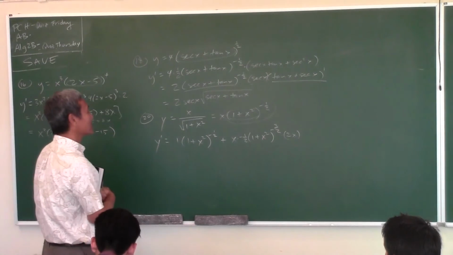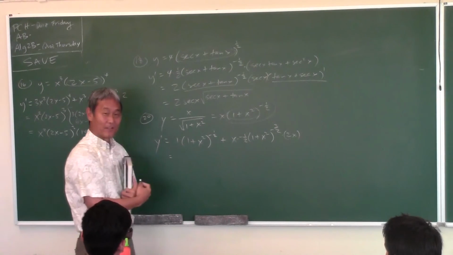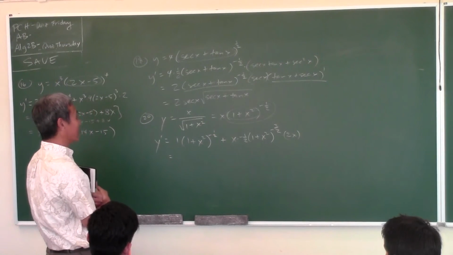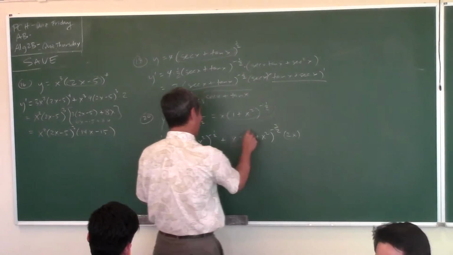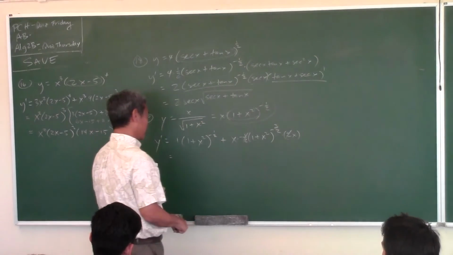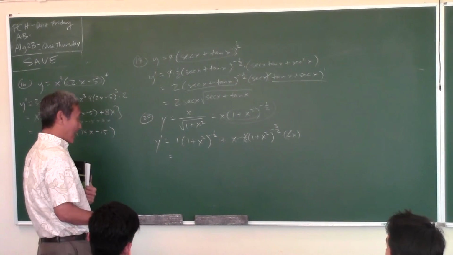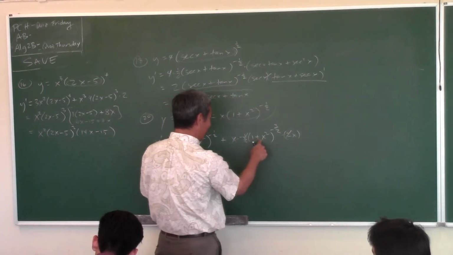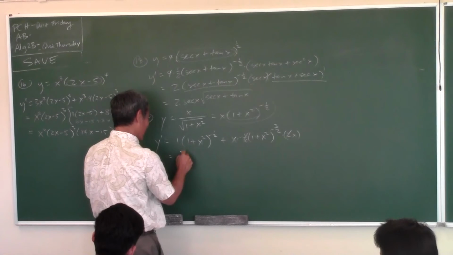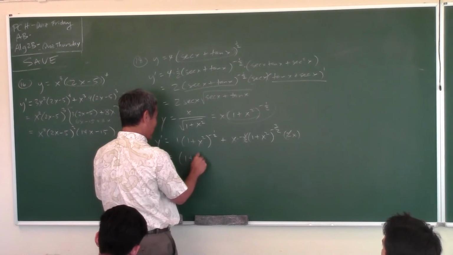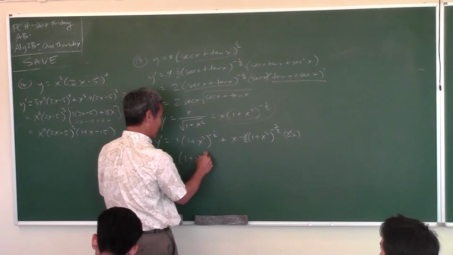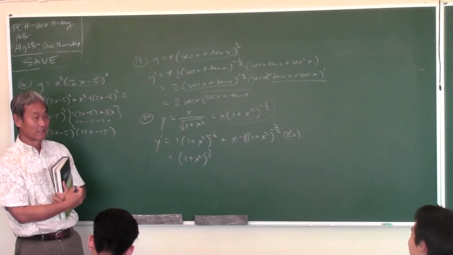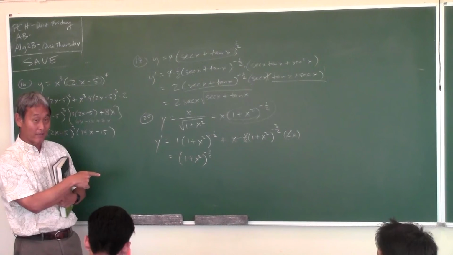Okay, now let's see how to simplify this. Now, some of you, if your algebra is suspect, you're going to feel it right here. Can I cancel that 1/2 and the 2? Yes. Okay, now I see a 1 plus x squared to the negative half here and a 1 plus x squared to the negative 3/2 there. So what can I factor out? 1 plus x squared to the negative 3/2. Very good. Everybody see why you factored that out?